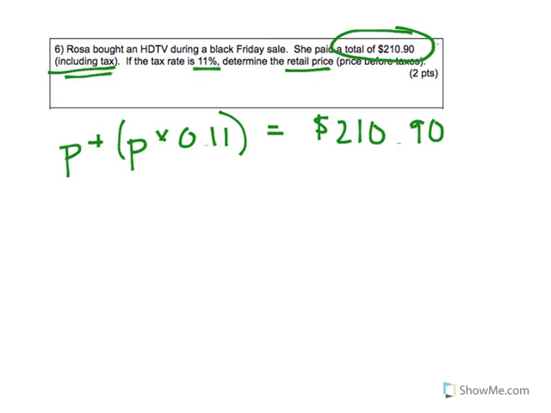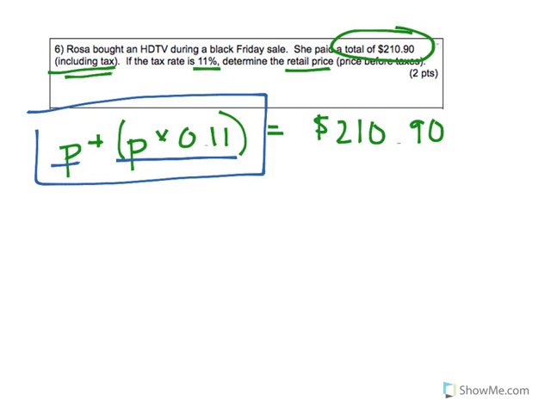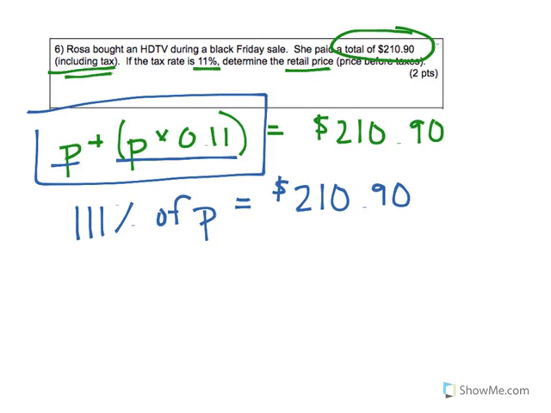So what I need to think of is I need to think of this whole section as one value. So what am I really paying? If I have to pay for the price once, a whole price, that's 100% of the price. And then I'm also paying for 11% of the price again. So in all, I'm paying for 111% of the price. And when I do pay that, I already know that it's going to be $210.90. So once I kind of think this through and set up an equation, it's easier to solve.